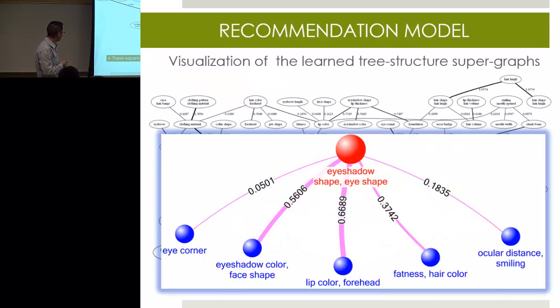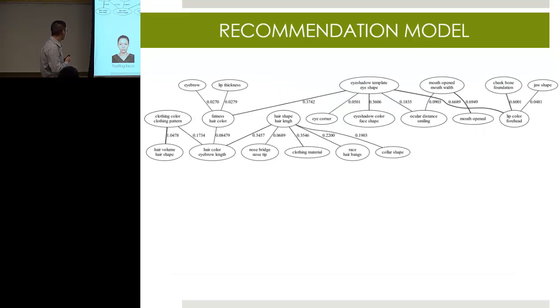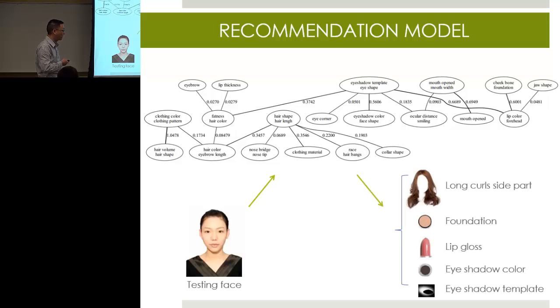And also you can have even more of these experts. So finally, for each expert, you can do this kind of recommendation, and finally you can use the majority to get the results. You can also use different experts to have different recommendations. So when you have a new image, based on the supergraph you can have this kind of recommendation for hairstyle and makeup.